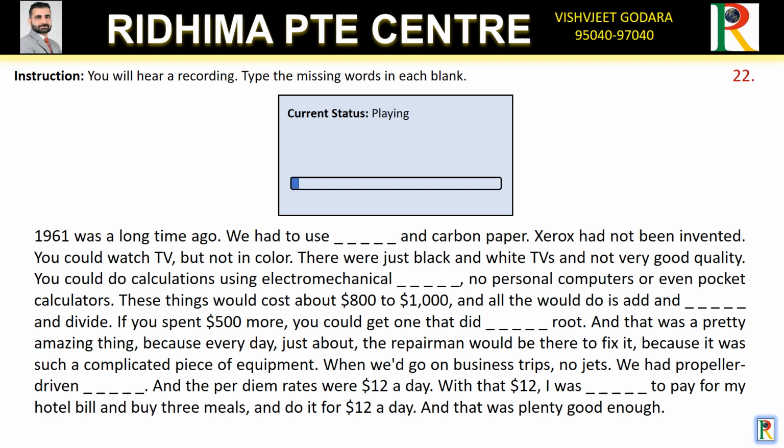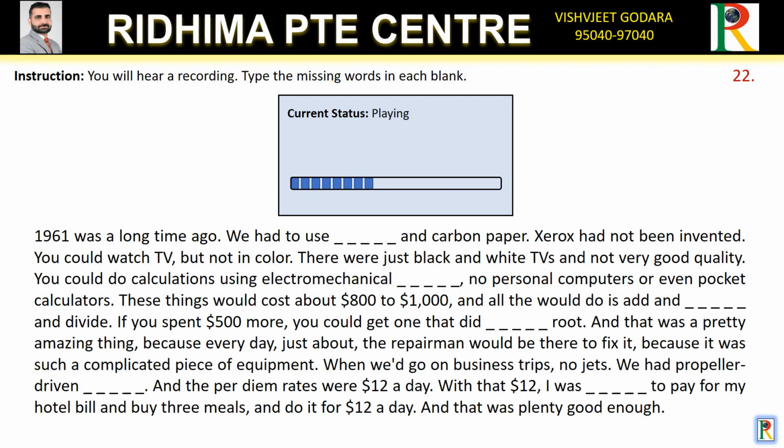1961 was a long time ago. We had to use typewriters and carbon paper. Xerox had not been invented. You could watch TV, but it was not in color. They were just black and white TVs of not very good quality. You could do calculations using electromechanical machines. No personal computers or even pocket calculators.